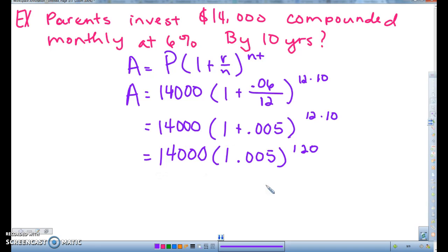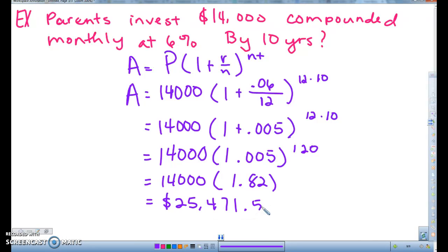And then I'm going to slowly use my calculator to solve a little bit more and more. So on my calculator, I have punched in what is 1.005 to the 120th. And I know from my calculator it's 1.82. Then I can multiply it by that 14,000. And when I do that, I get $25,471.55. Okay.